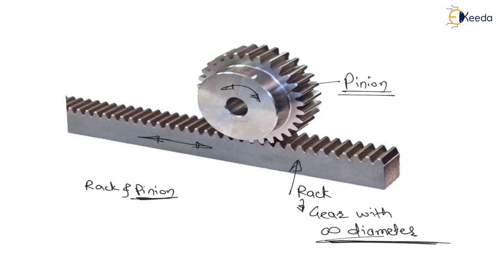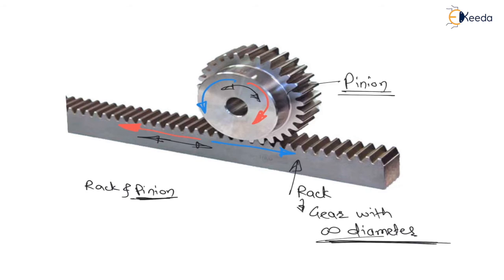Now let us consider, let us say the pinion is rotating in clockwise direction. If the pinion is rotating like this, then the rack will go towards left. This will be the motion of the rack. And if the pinion is rotating in anti-clockwise direction like this, then the rack will go towards right. This will be the motion, right? Means in case of rack and pinion, rotation is transferred to linear motion.